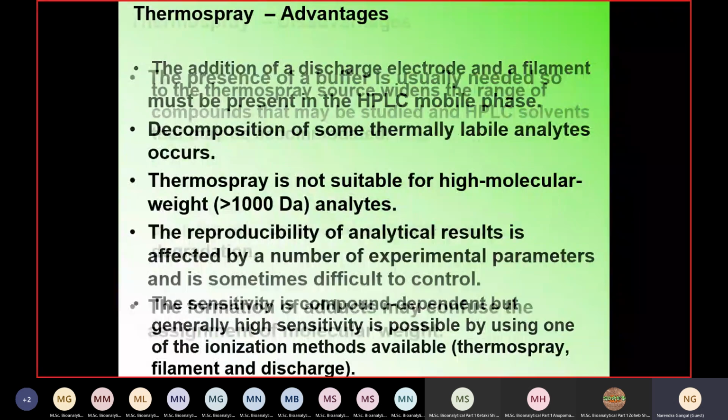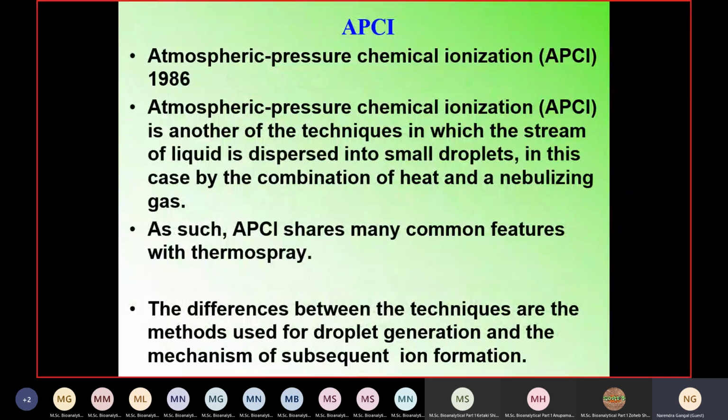Now the next is that we are going to see the APCI. Now, shall we take a break or we will continue with APCI?